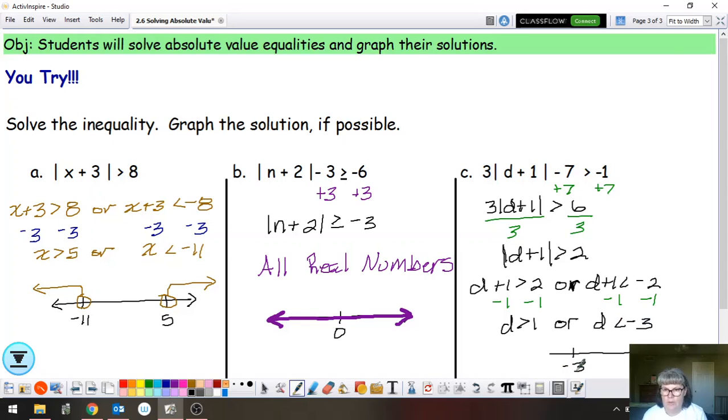Negative 3 is the smaller number. It is on the left. 1 is the larger value. It is on the right. We do not have an equal to, so we have open circles on this graph. Greater than 1 is an arrow to the right. Less than negative 3 is an arrow to the left. And that is how you solve absolute value inequalities when we have the absolute value greater than a number.